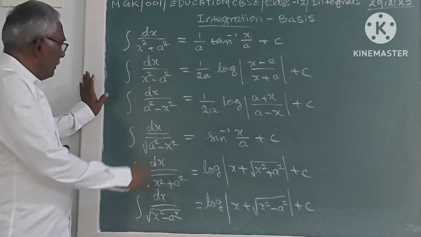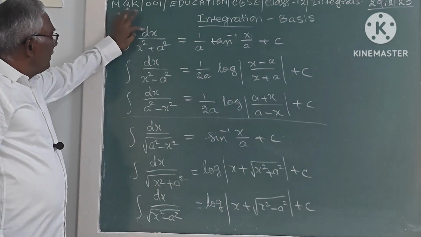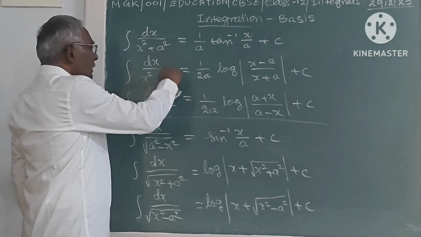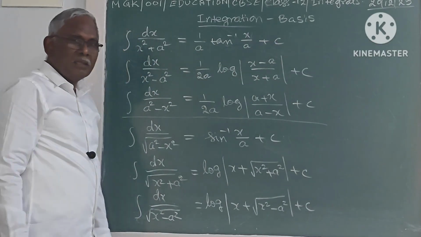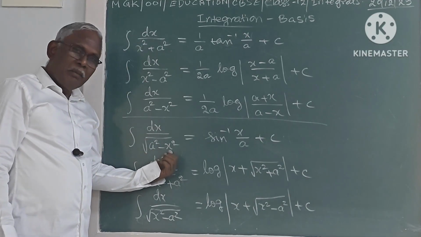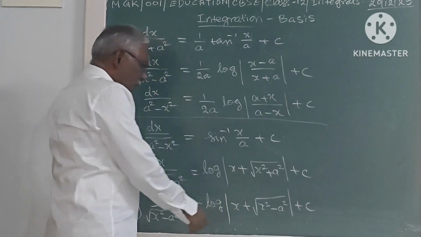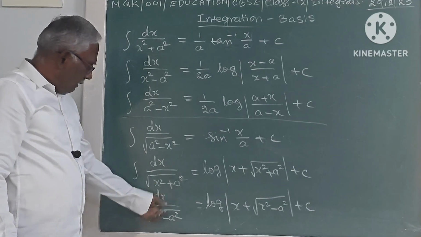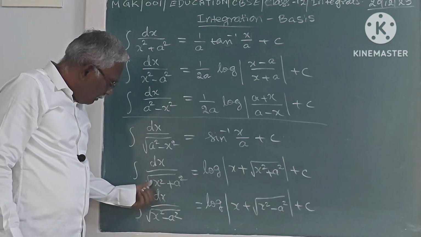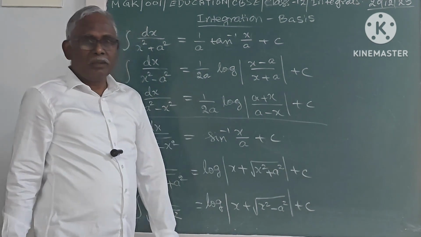So in these three integrals, when you see these three, we have to remember them together. dx by x square plus a square means 1 by a into tan inverse x by a will come. For other two integrals, 1 by 2a log will come, then you have to remember like this. When square root is coming, dx by square root of a square minus x square, for this sin inverse x by a will come. The other two, log of x plus whatever comes here. For other two integrals, the value will be log of x, whatever comes here we have to write, plus again the whole thing, plus constant.